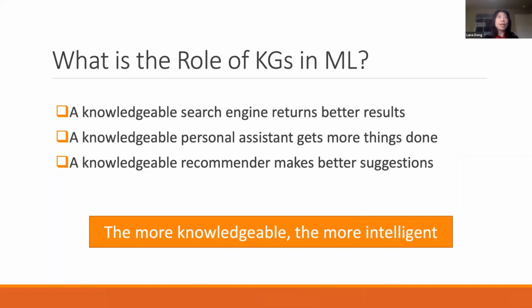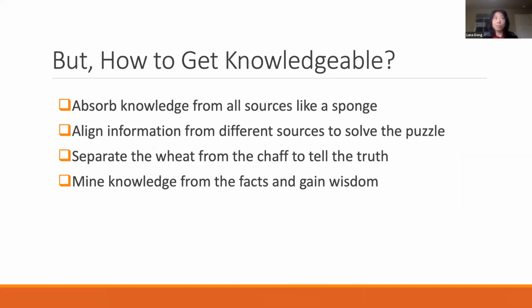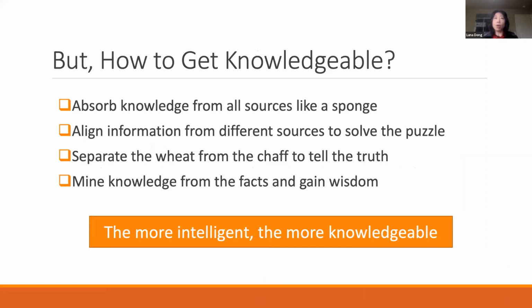But how do we get to be knowledgeable? We need to absorb knowledge from all sources like a sponge. We need to align information from different data sources to solve the puzzle. We need to separate the wheat from the chaff so that we can know what is correct. And we want to mine the knowledge from the facts so we can gain wisdom. And the opposite is also true: the more intelligent, the more knowledgeable.